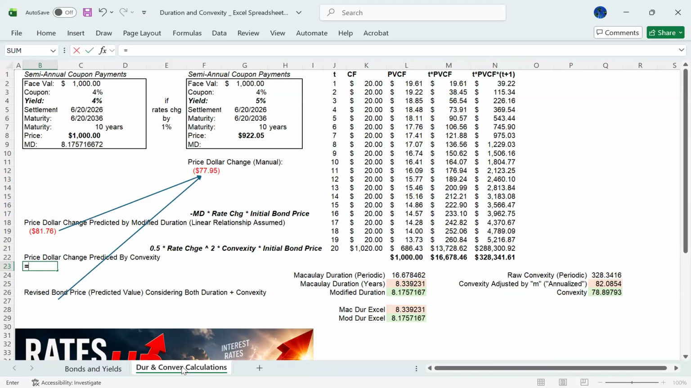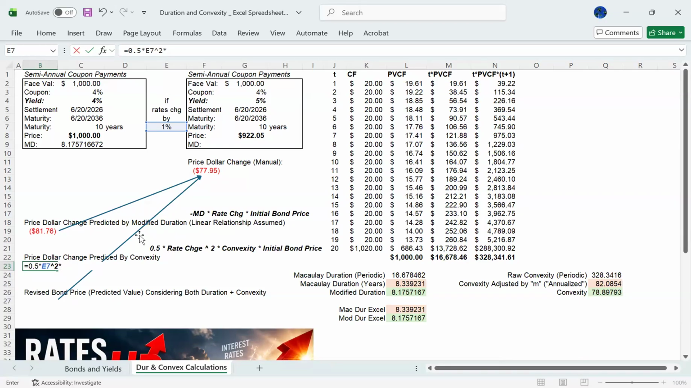Now let's do the calculation here. It would be 0.5 times the rate change we are evaluating squared. So we're looking at the news. We presume rates may go up by 100 basis points. Then we're doing this adjustment. We calculate modified duration and convexity, not only for a single bond, but for the entire portfolio. We have hundreds of bonds, and then we can quickly use them to predict in a snap.